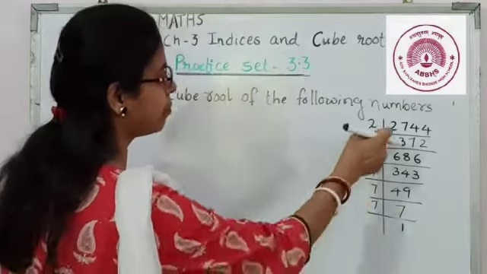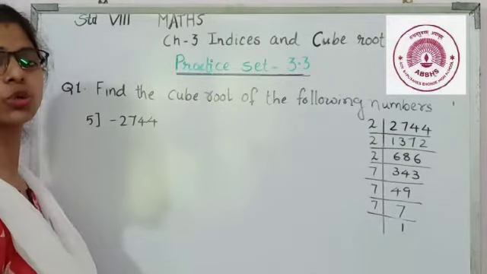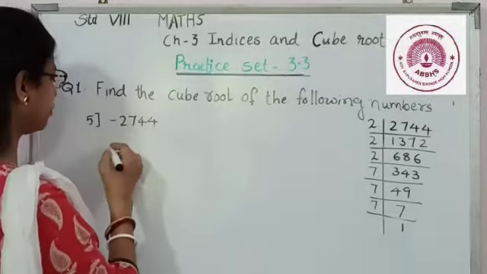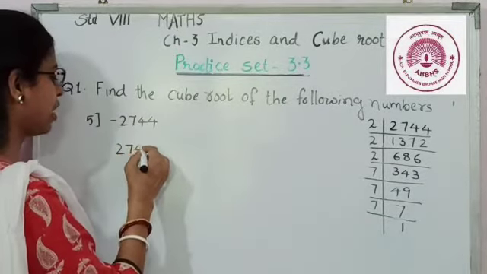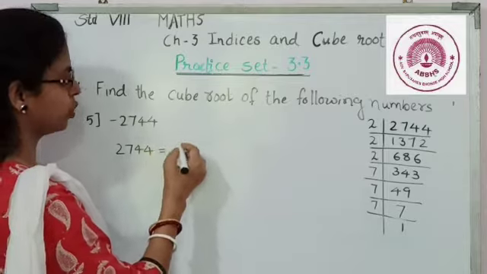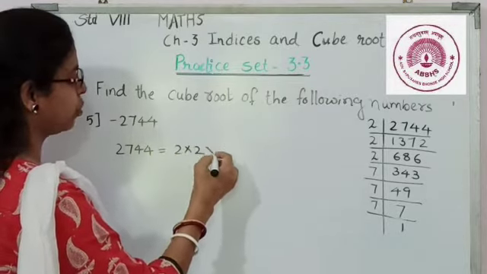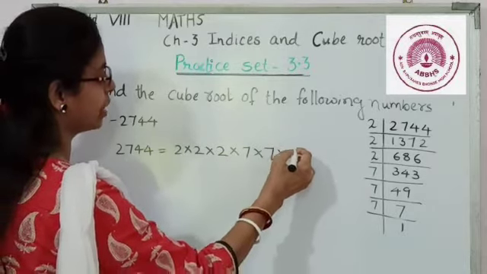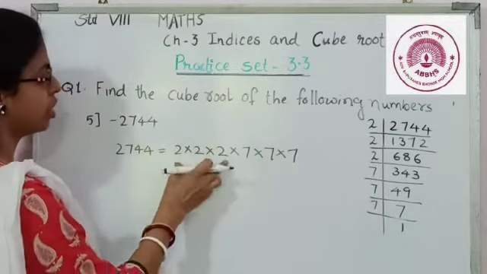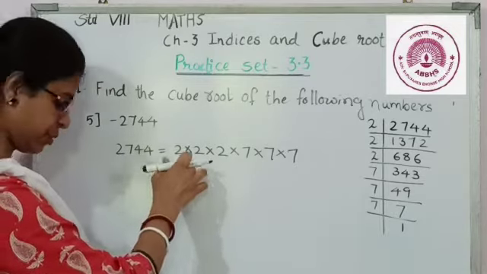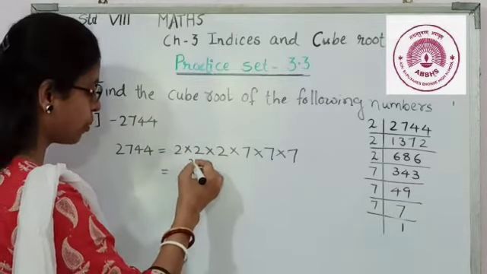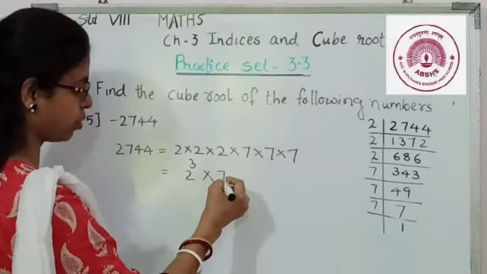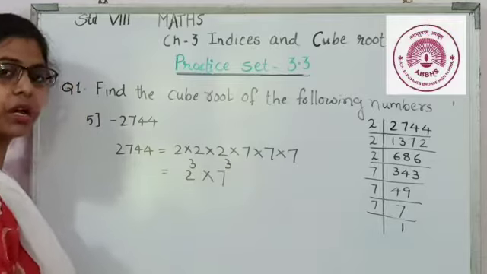Okay. So these are the prime factors of the number 2,744. So let's write it. 2,744 is equal to 2 multiplied by 2 multiplied by 2, then 7 multiplied by 7 multiplied by 7. Now here 2 is multiplied 3 times, so we can write it as 2 raised to power 3. Similarly, 7 is written 3 times, so that can also be written as 7 raised to power 3.